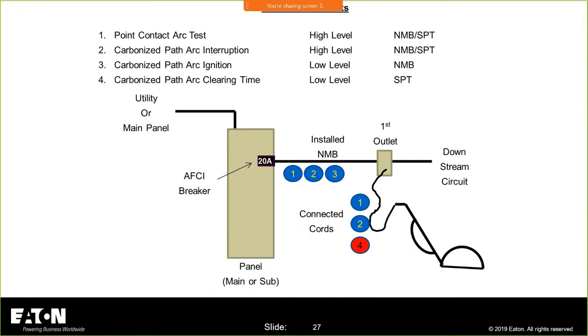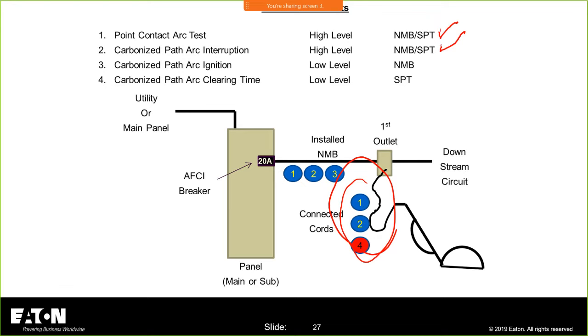So if you look at all of the tests, the point contact test, your AFCI, everything that's in blue, all of these items and these two items here for the installed NMB has point contact, which is a parallel arc, carbonized path, which is a parallel arc, and the carbonized path arc ignition, which is the series arc 5 amps. So you also have 1 and 2 on the connected. So that's your parallel arcs for the branch feeder on your connected cords.